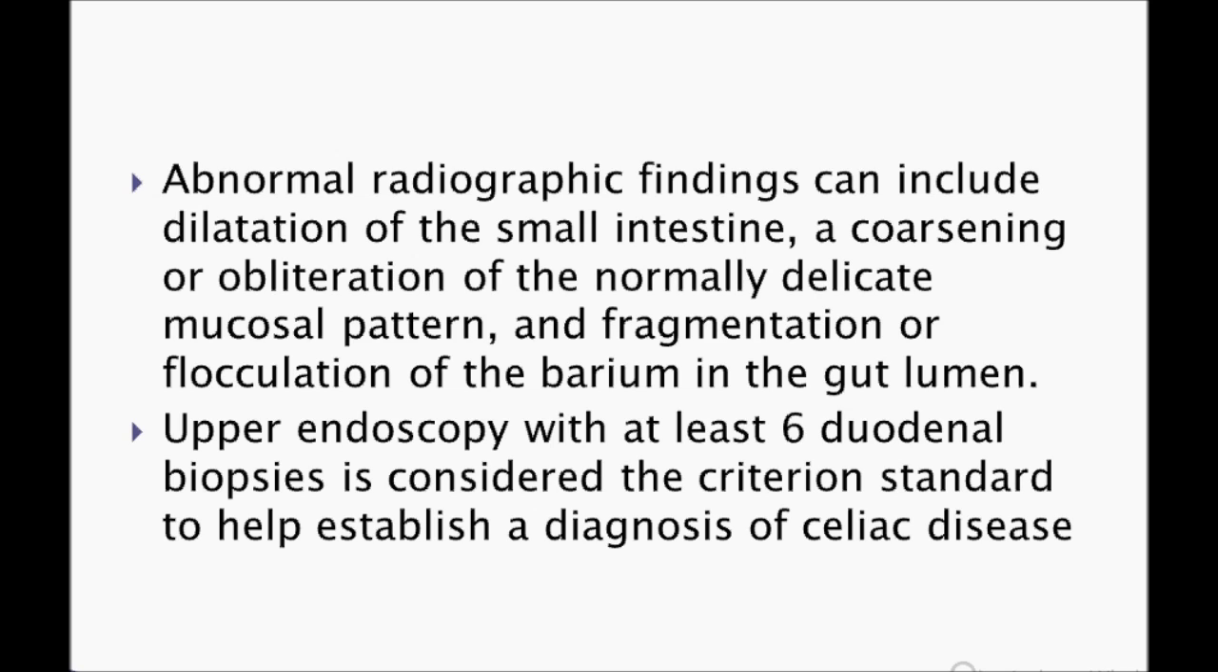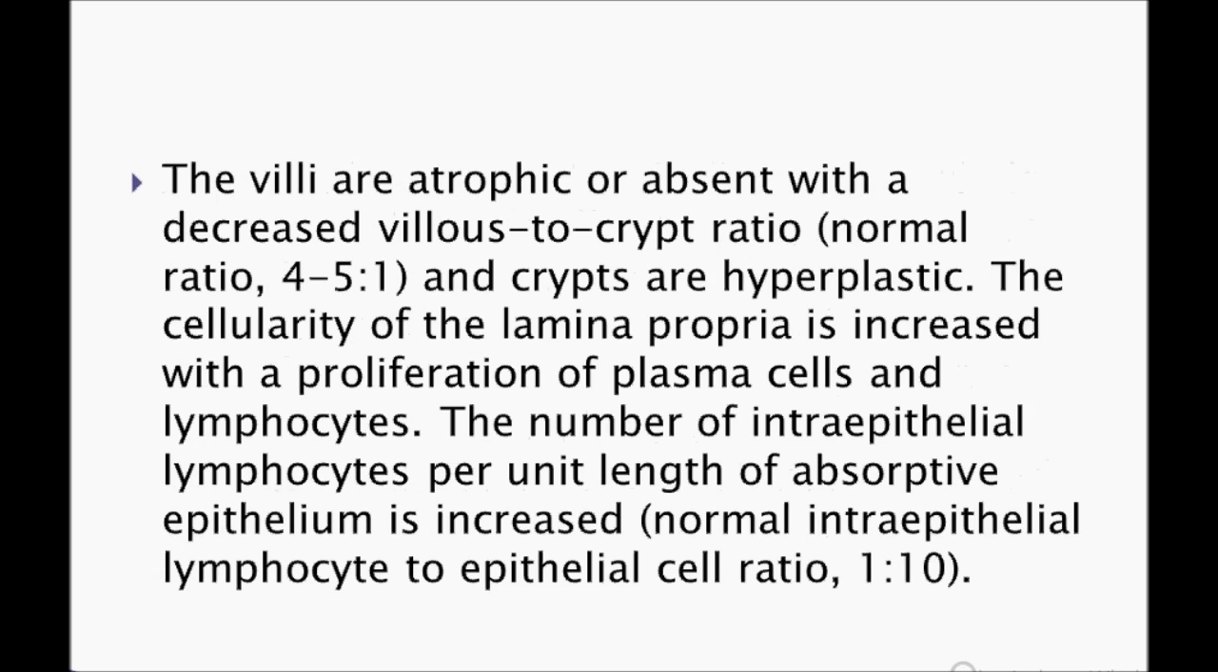The upper endoscopy with at least six duodenal biopsies is considered the criterion standard to help establish a diagnosis of celiac disease. The villi are atrophic or absent, very important, with a decreased villus to crypt ratio, and the crypts are hyperplastic, very important. Crypts are hyperplastic whereas villi are atrophic. The cellularity of the lamina propria is increased with proliferation of plasma cells and lymphocytes. The number of intraepithelial lymphocytes per unit length of absorptive epithelium is increased.